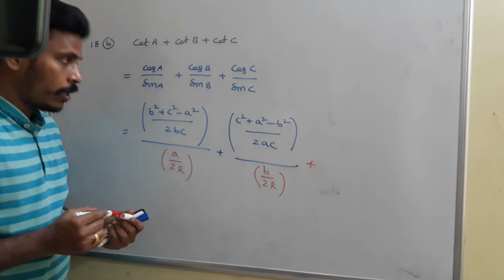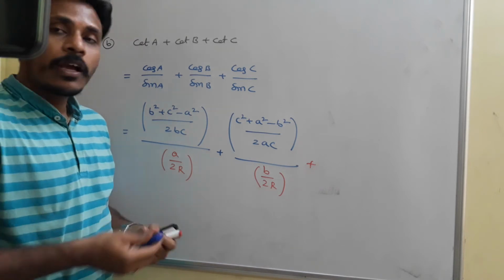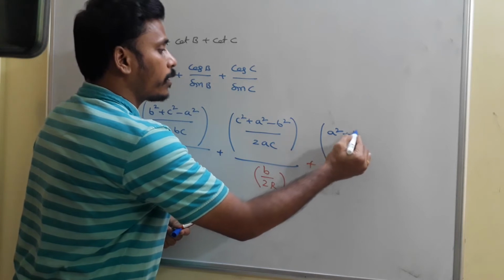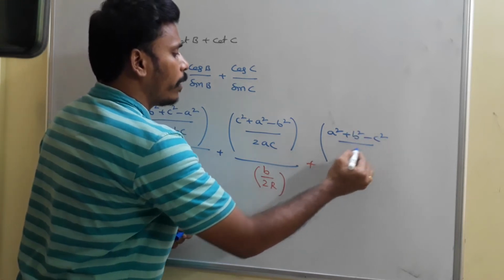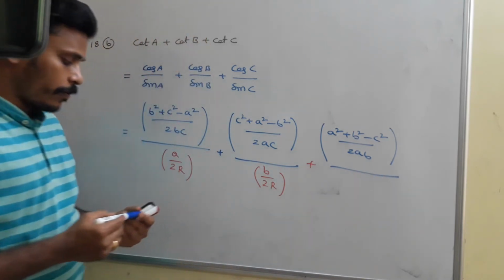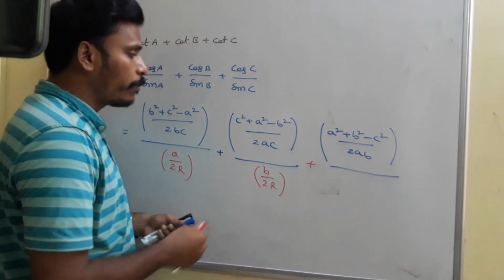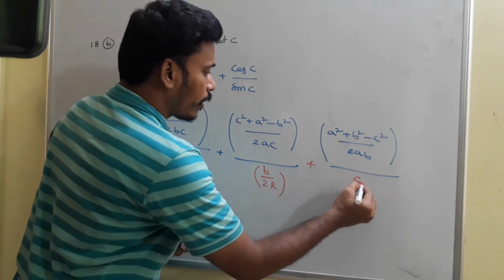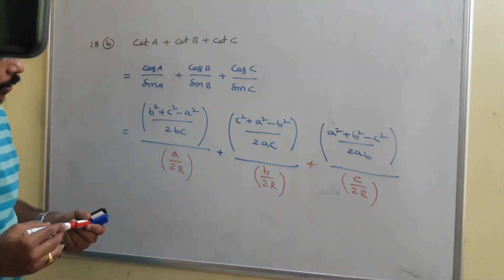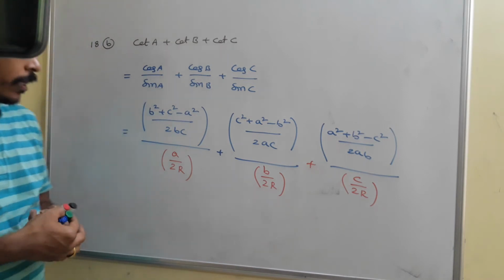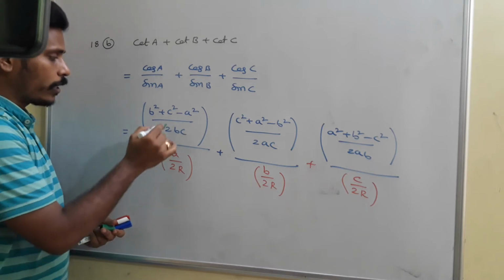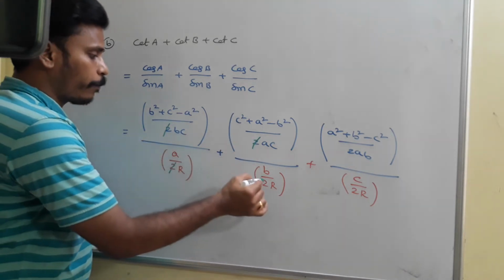Plus the last one, cos C by sin C. Cos C is (a square plus b square minus c square) by 2ab, divided by sin C. Sin C is just c by 2r. And that we need to simplify. See, if you look at a stretch, these 2 and 2 will get cancelled. In each and every step, in each and every term, the 2's will get cancelled.